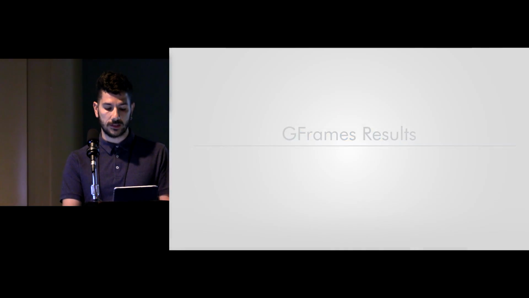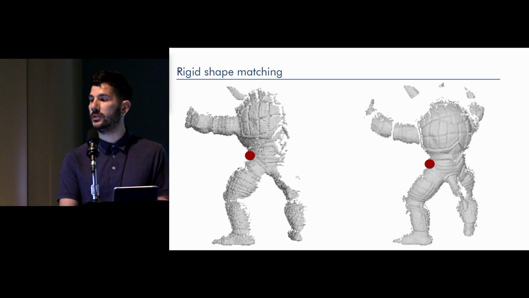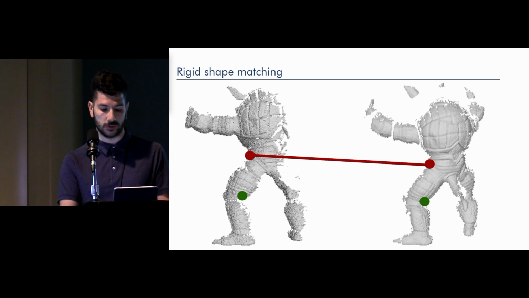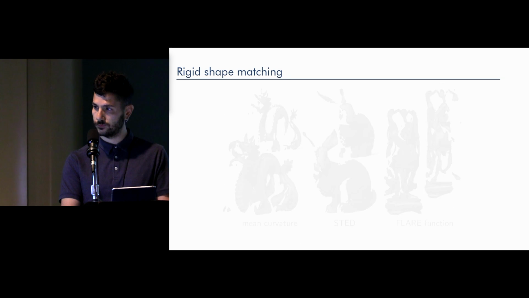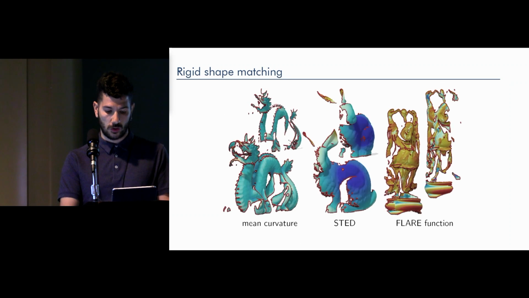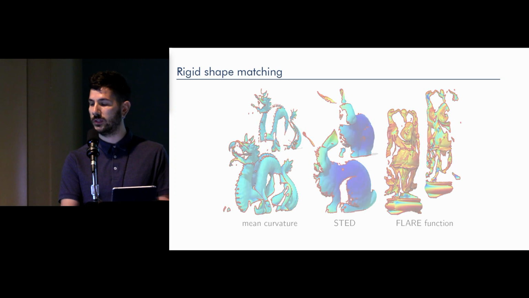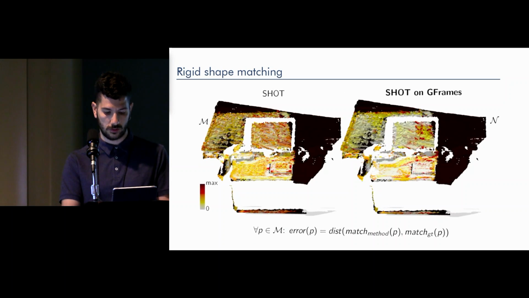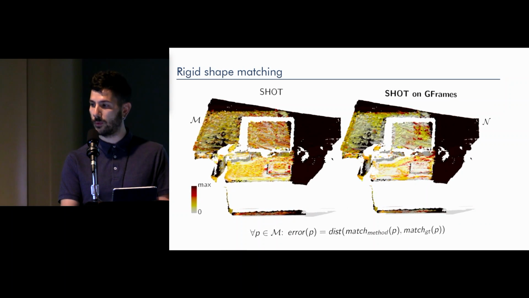We show results dealing with rigid shape matching. In these experiments, we use the 3D Stanford scanning repository. We show in this slide the scalar functions used for our experiment: mean curvature, sum of geodesic distance, and flare function. We use the SHOT descriptor equipped with either its original local reference frame or our proposal.